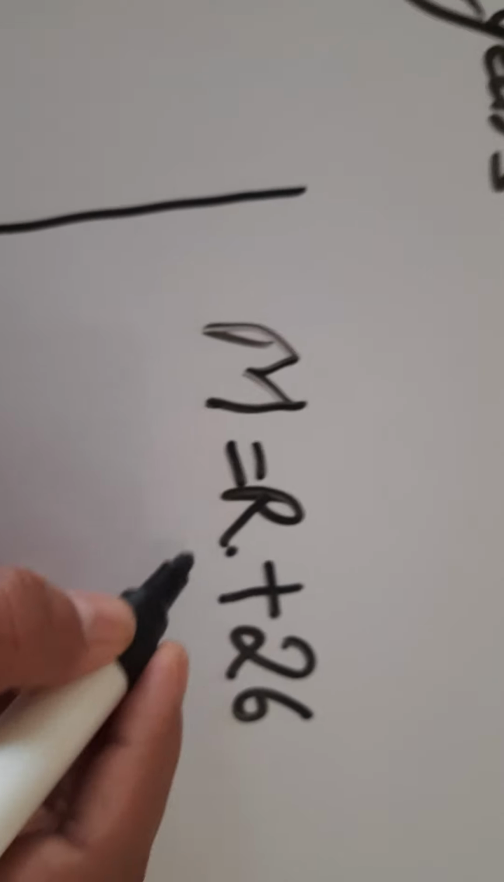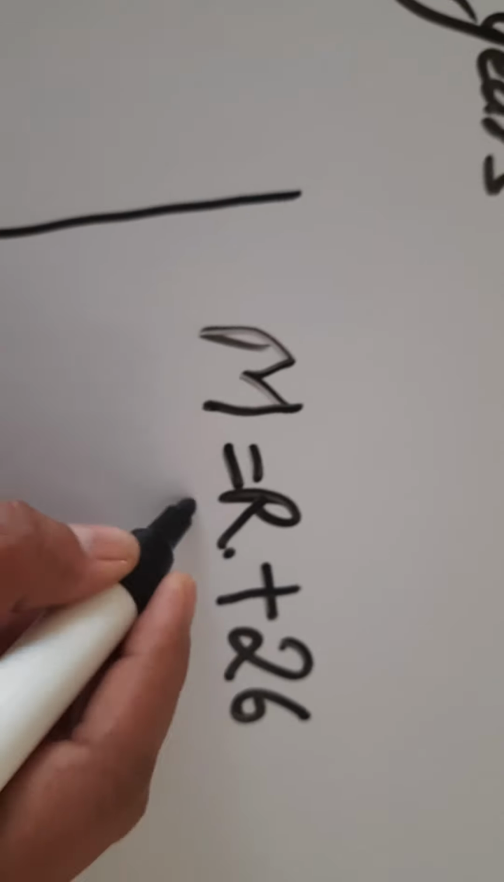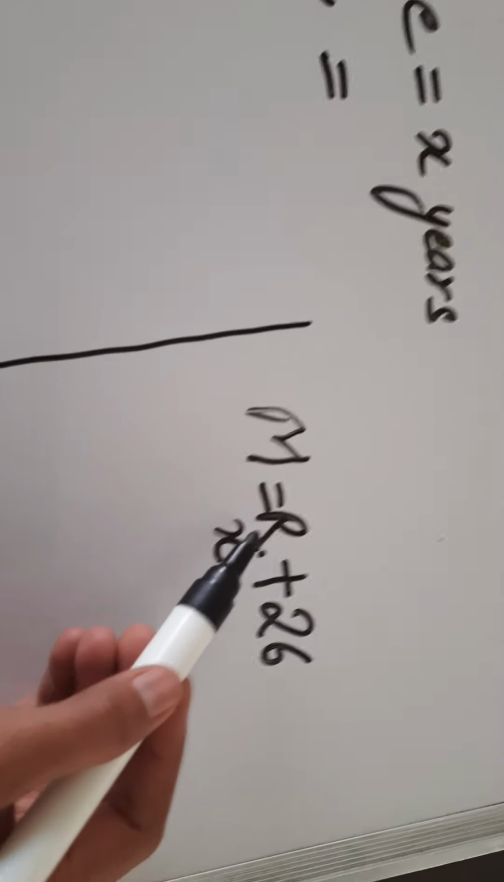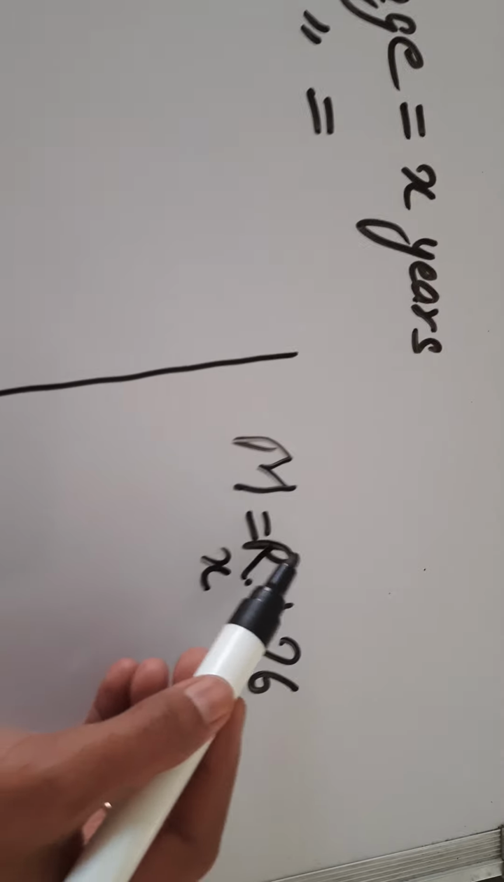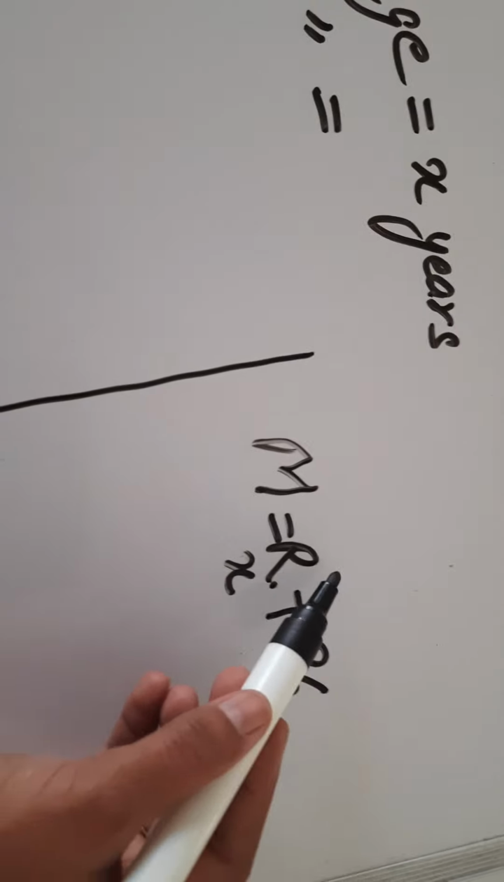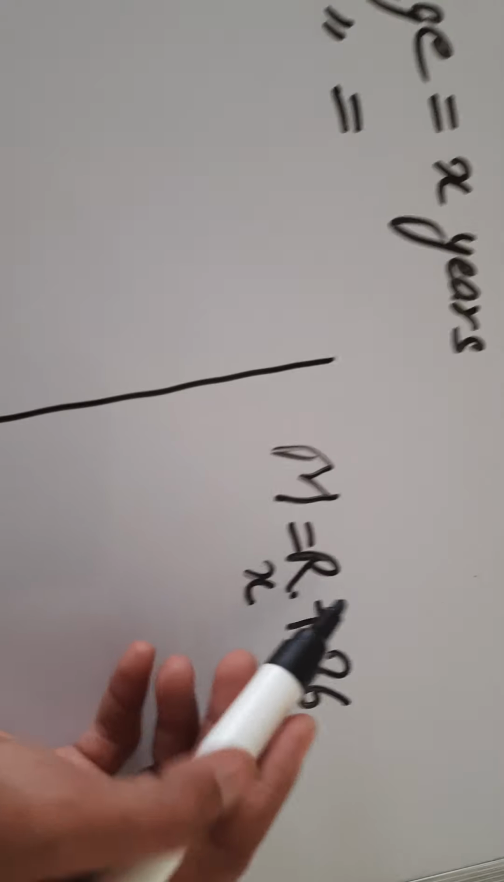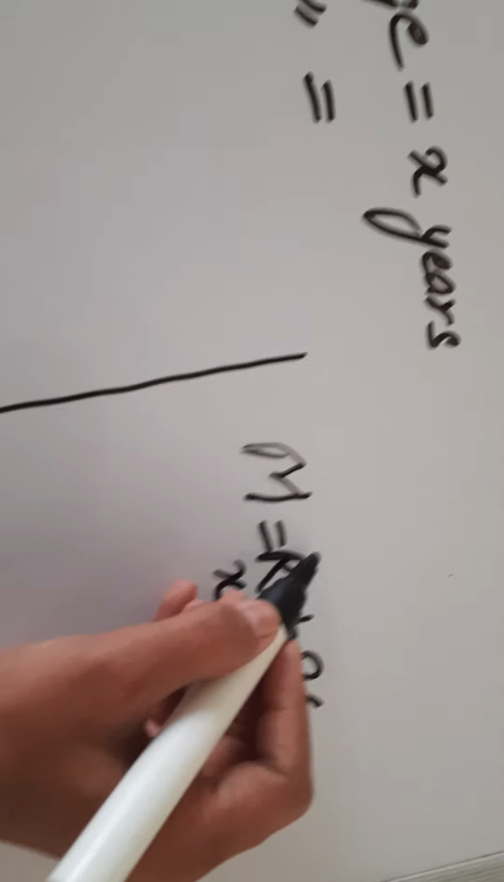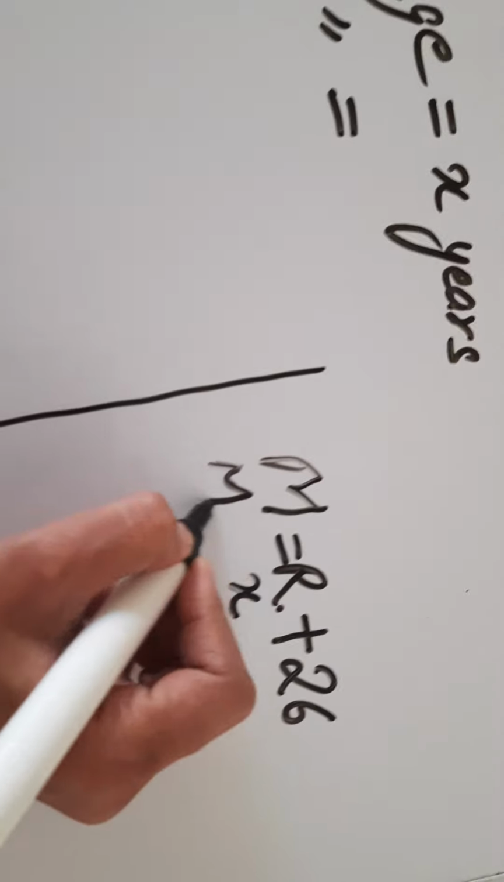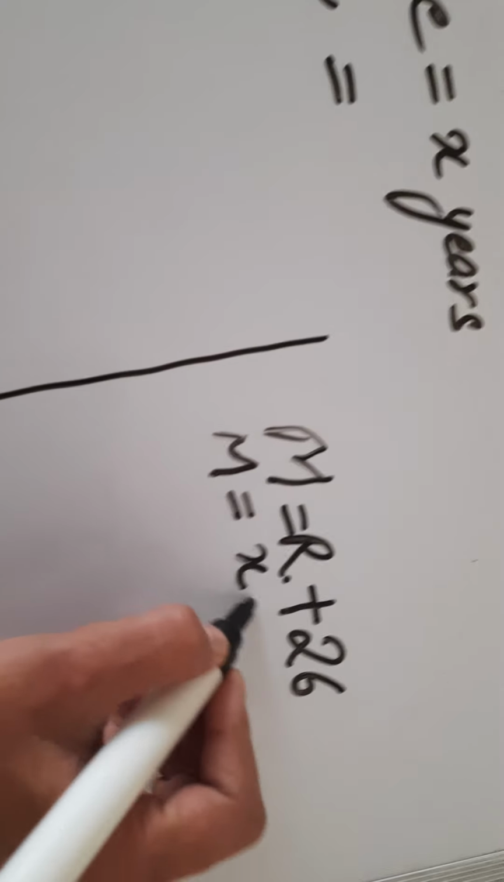So if Rohan's age is X, let Rohan's present age be X. As I told you, when you have to assume the age, you have to assume X for the one in combination. तो हम रोहन की एज को X मानेंगे. If Rohan's age is X, then let us find out mother's age: X plus 26. So mother's present age will be X plus 26 years. Right? Now let's move on to the question.